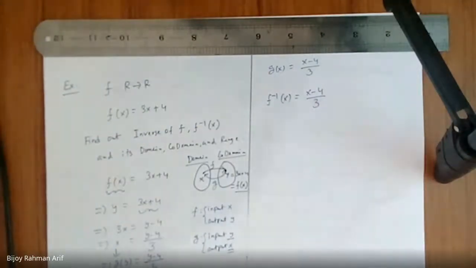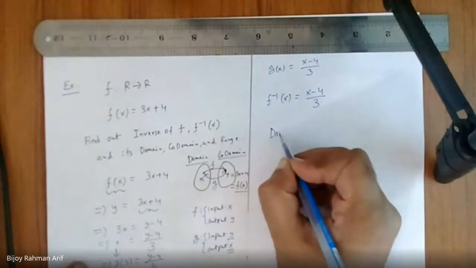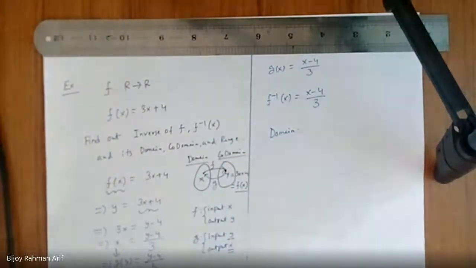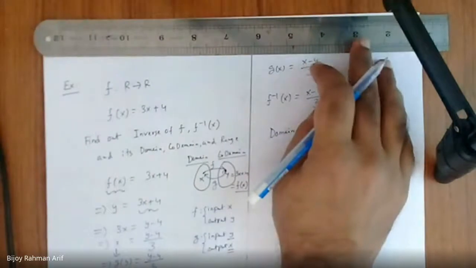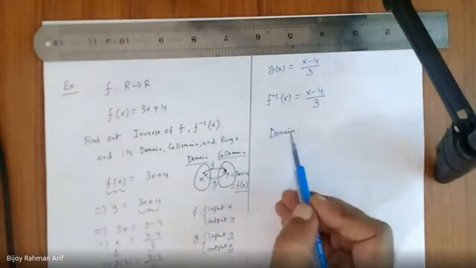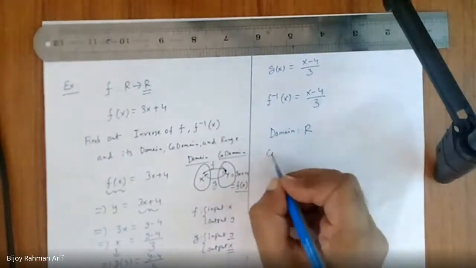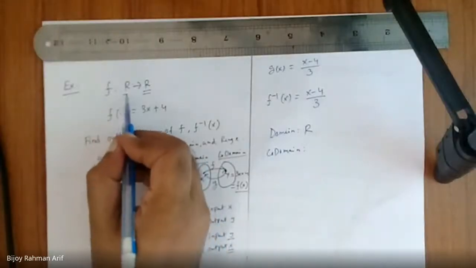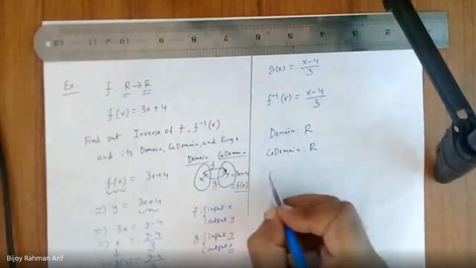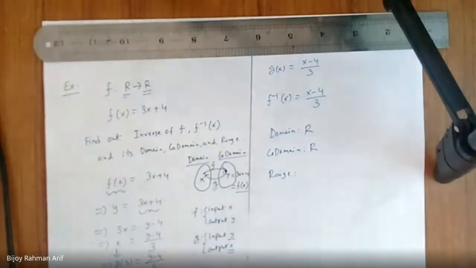Yes, sir. So what is the domain? So domain of f inverse is nothing but codomain of f. So it is R. What is codomain? R. Codomain of f inverse is nothing but domain of f, which is nothing but R. What is range? What is the real range? All real numbers. Yes. All real numbers.